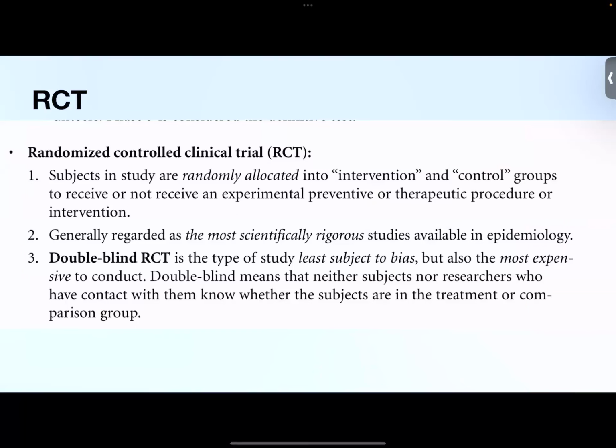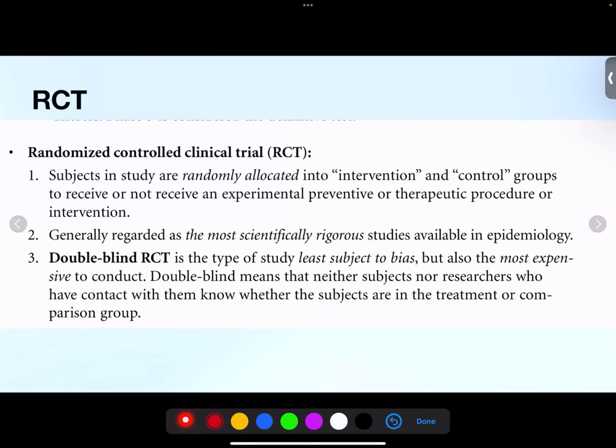So these were all about observational studies. Now a quick review of the RCT, the randomized controlled clinical trial, which is an experimental study. Randomized means that you randomly allocate. In observational studies, you know these are cases, these are controls, this is a group with the risk factor, and this is a group without it. But here you are doing an experiment.